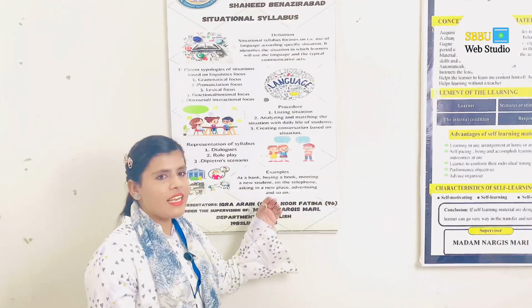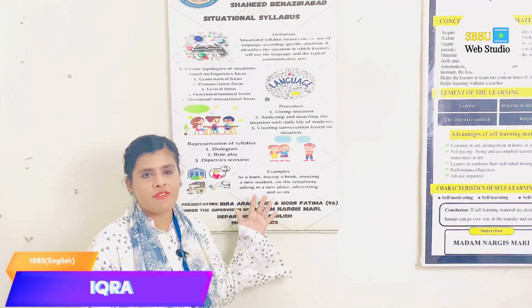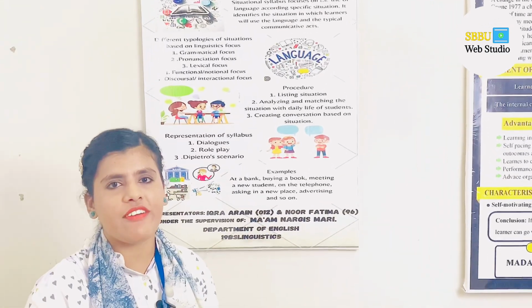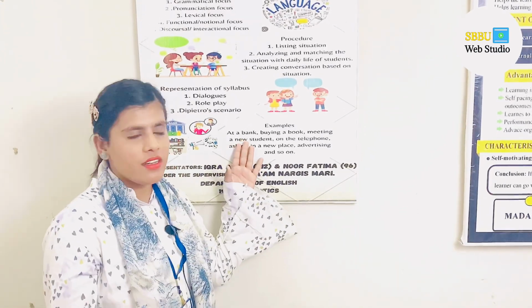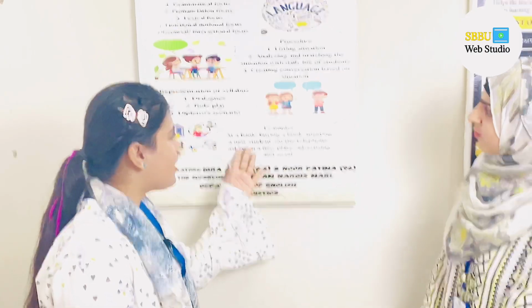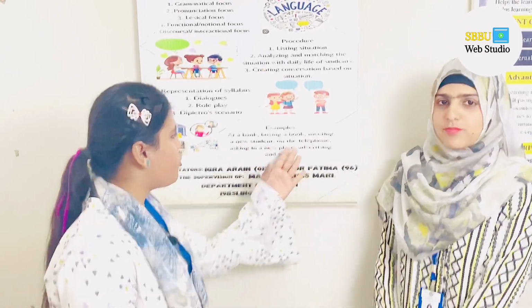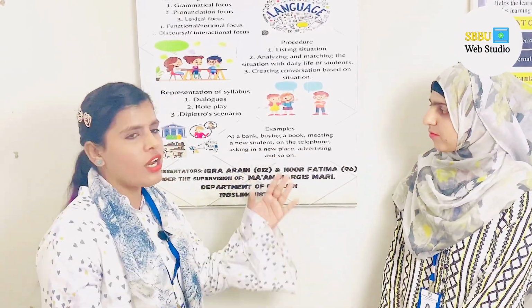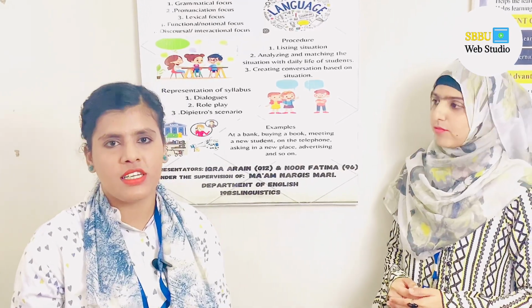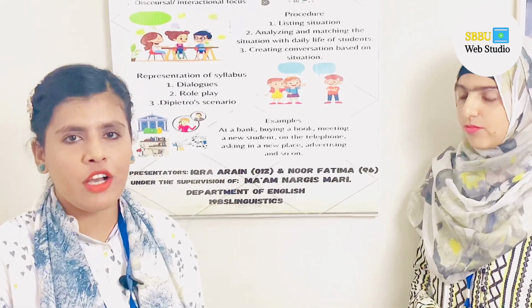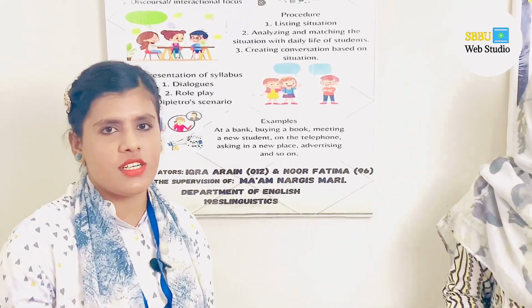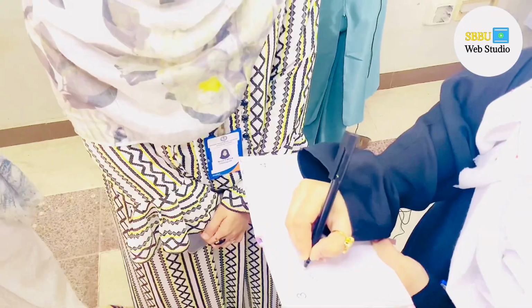That's it. Lastly, here are some examples in which our learners use their target language according to different situations. First one is at the bank, buying a book, meeting new students, at the telephone, asking in a new place, or advertising, and so on. So these are the social contexts where we need to use proper language according to the probable linguistic situations. So that's all. Thank you.